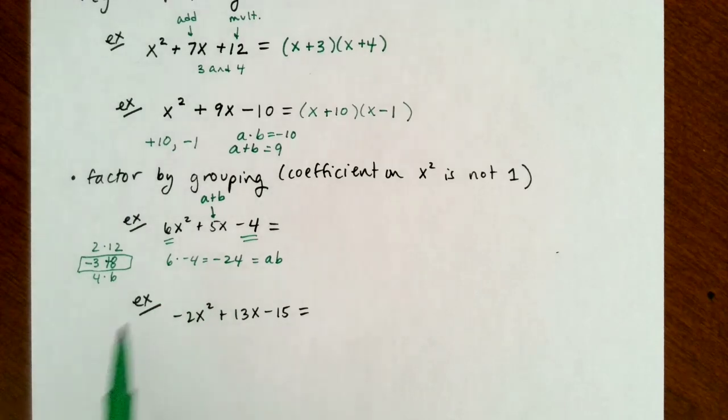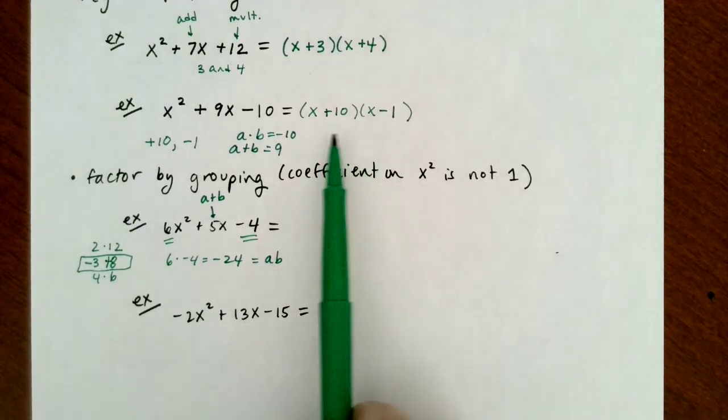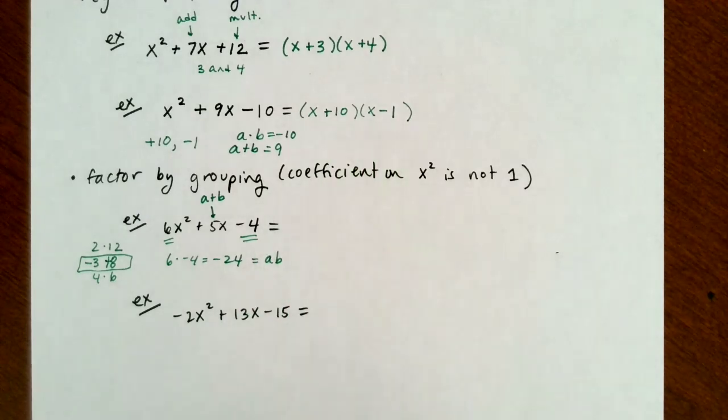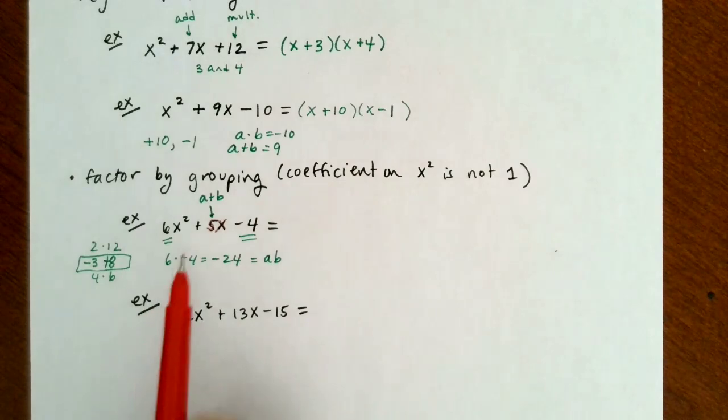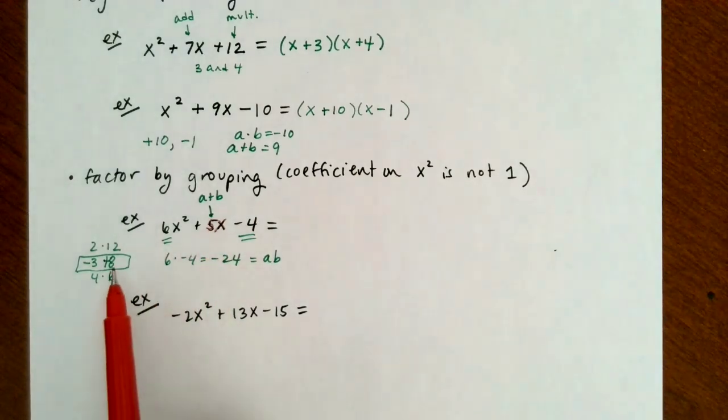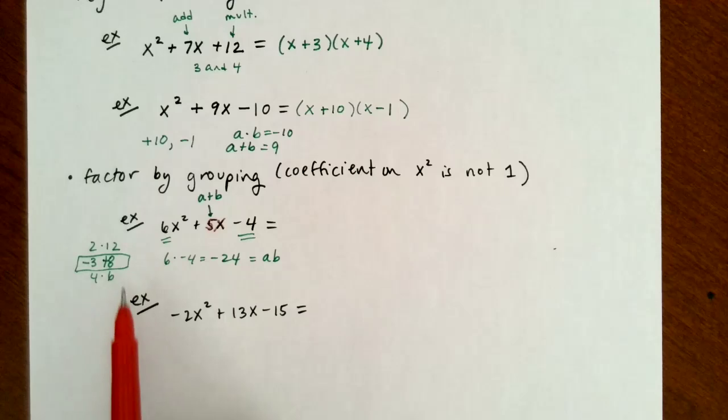All right, so with factor by grouping, once I make this decision, I'm not quite done yet, the way that we just kind of were done in one step up here. What we're going to do with these two numbers is break up this middle term, this 5x. Instead of saying plus 5x, I'm going to say plus 8x minus 3x, or the other order, minus 3x plus 8x. It doesn't matter which order you pick.